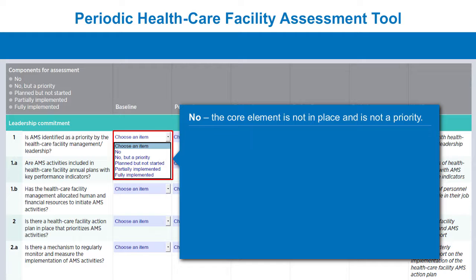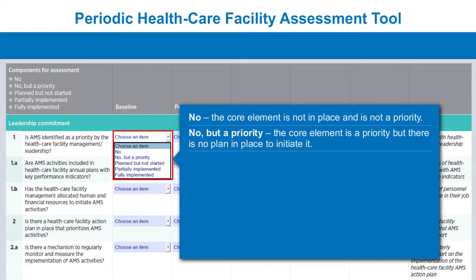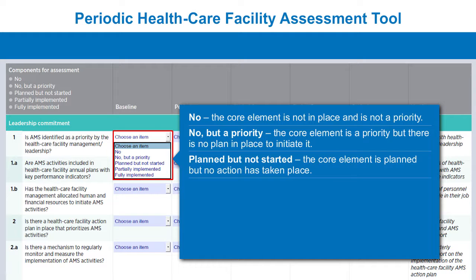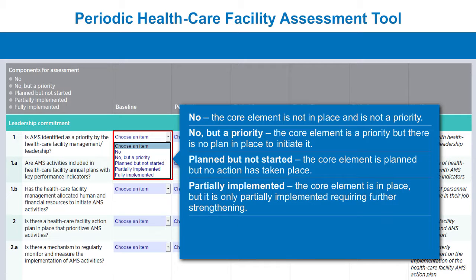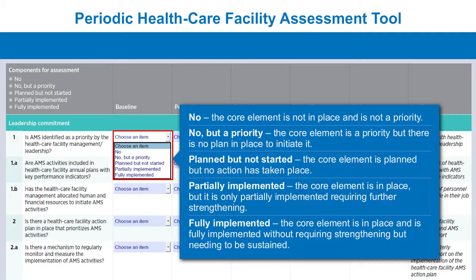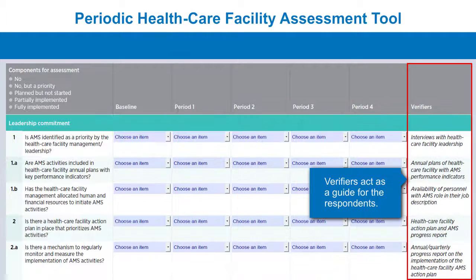No, the core element is not in place and is not a priority. No, but a priority means that the core element is a priority, but there is no plan in place to initiate it. Planned but not started indicates that the core element is planned but no action has taken place. Partially implemented means that the core element is in place but it is only partially implemented, requiring further strengthening. Fully implemented indicates that the core element is in place and is fully implemented without requiring strengthening but needing to be sustained. Verifiers act as a guide for the respondents.